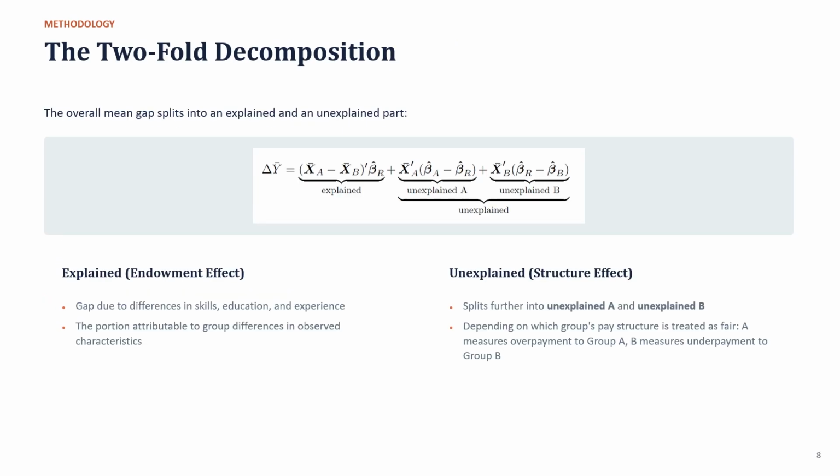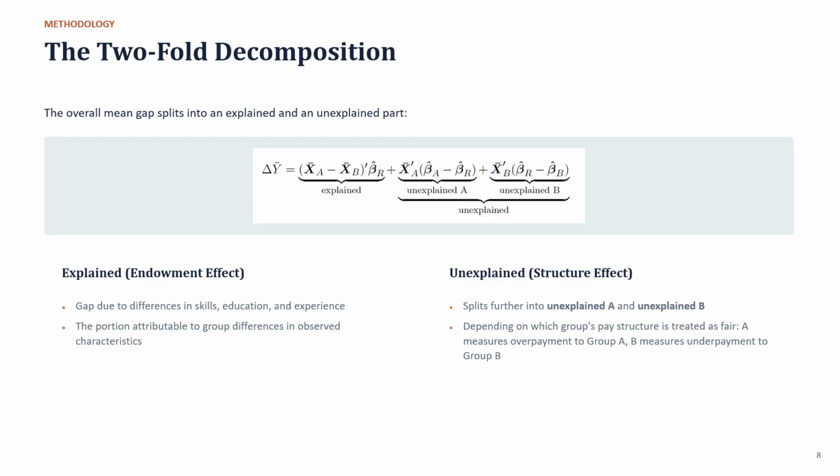Now, if we take the mean difference in outcome between the two groups, the total gap, the two-fold decomposition breaks it into two pieces. As I mentioned earlier, the endowment effect is the explained part. It tells us how much of the gap is due to differences in average characteristics. For example, if men have two more years of experience on average and experience increases wage, that 2-year difference contributes to the gap.